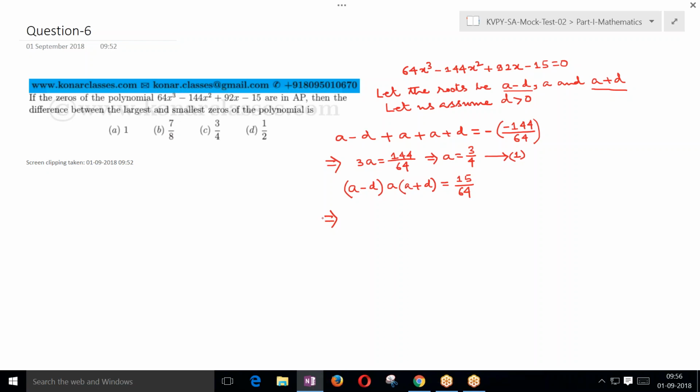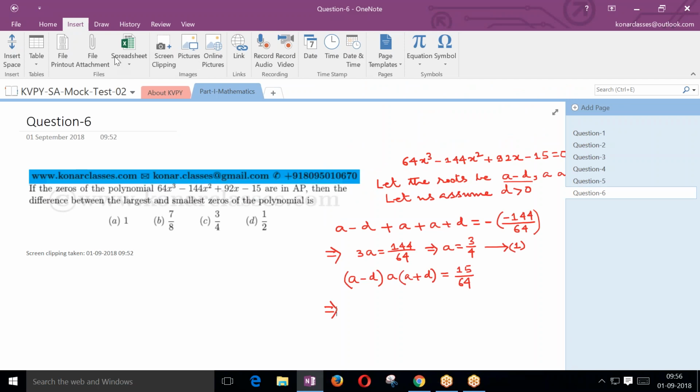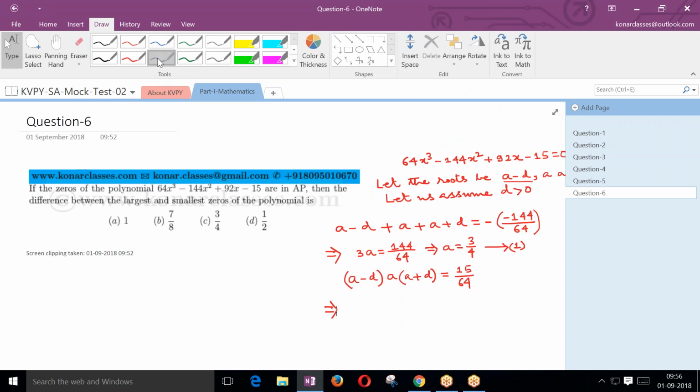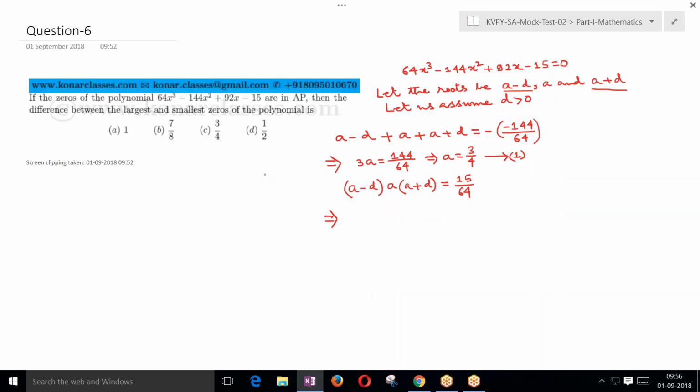Okay, so we are not finding the roots. We are finding the relationship between the roots and coefficients. There is an underlying theory, so let me explain it to you in a different color, blue. If you have a quadratic equation, something like ax square plus bx plus c equal to 0, suppose it has two roots, alpha and beta.